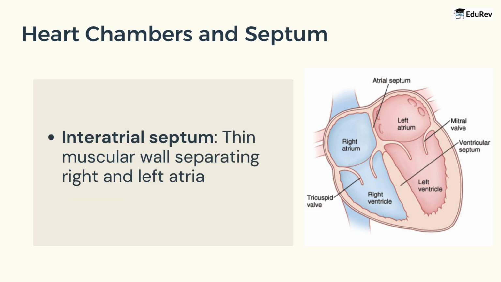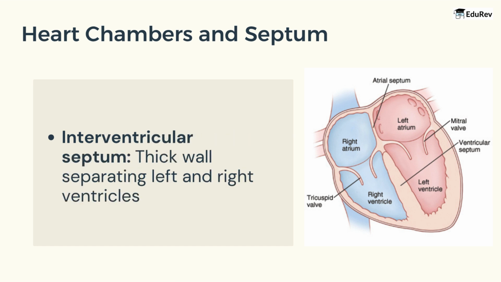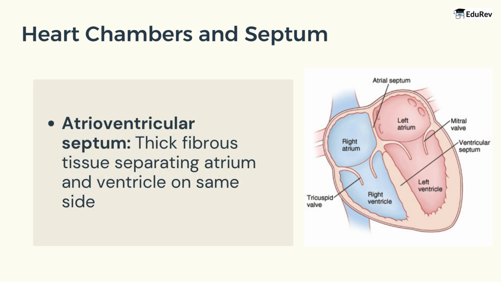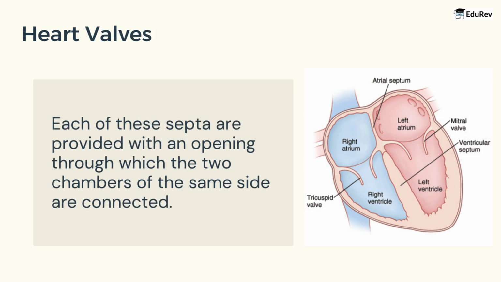The heart has chambers separated by septa. The interatrial septum separates the right and left atria. The interventricular septum separates the left and right ventricles. The atrioventricular septum separates an atrium and ventricle on the same side. Each of these septa are provided with an opening through which two chambers of the same side are connected.